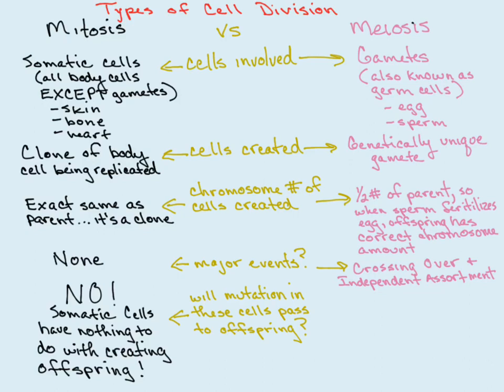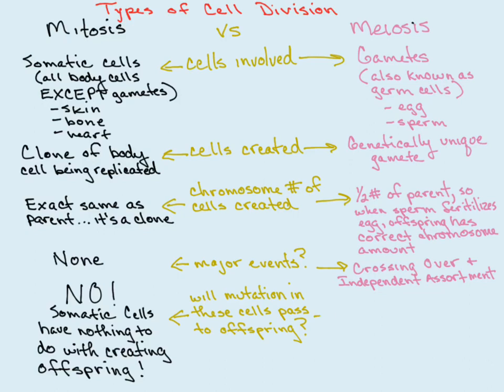And think of it this way. If you develop skin cancer because you've been out in the sun too long, are you going to pass that cancer on to your offspring? No. Most mutations that happen in somatic cells are a result of environmental issues, like smoking and getting lung cancer, things like that. Mutations in somatic cells are not passed on to offspring because somatic cells have nothing to do with offspring.